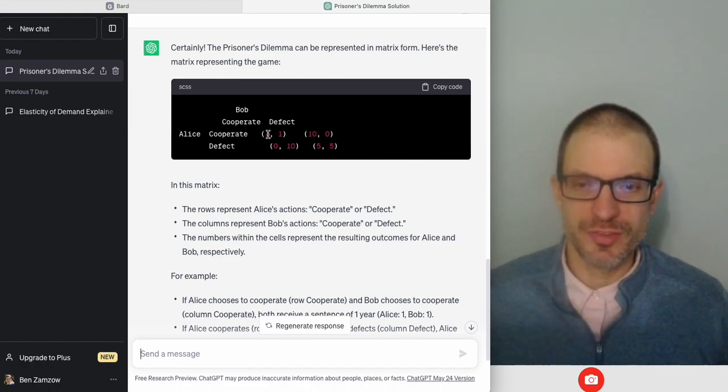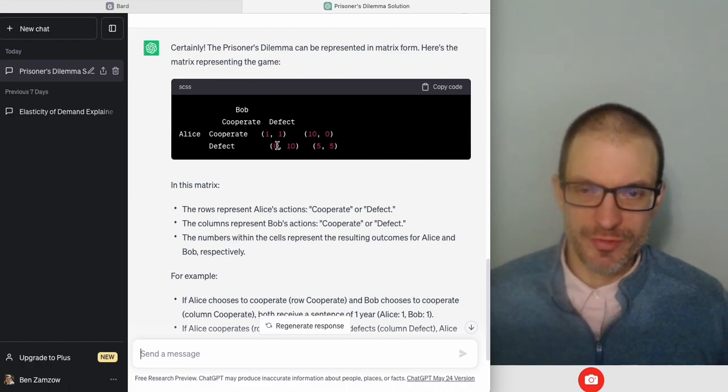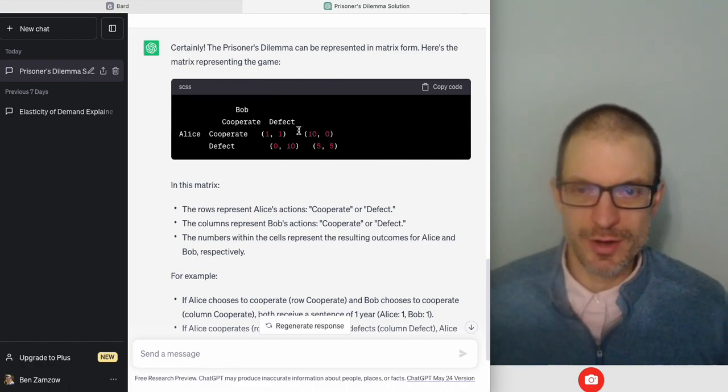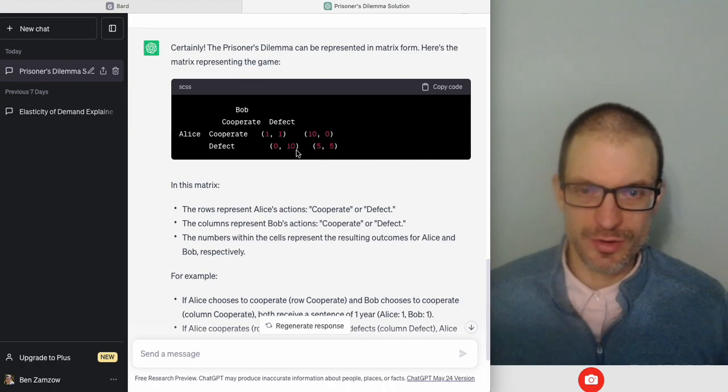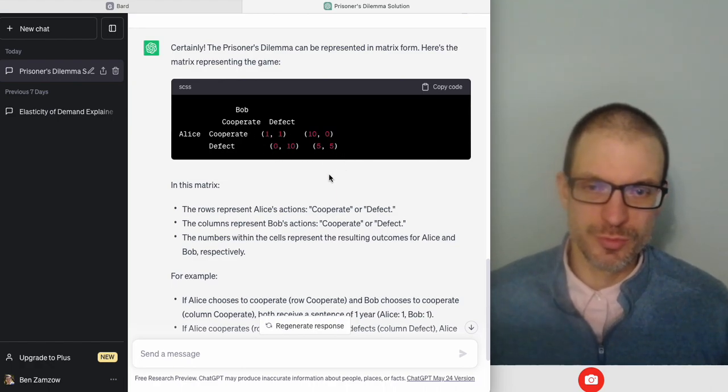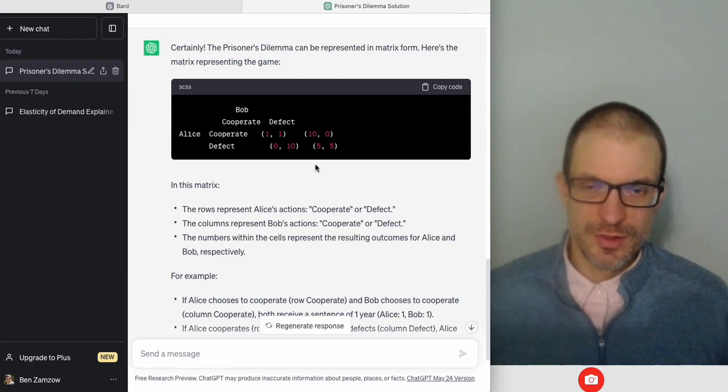So if we're solving this thing, if Bob cooperates, Alice wants to defect because 0 years is better than 1 year. If Bob defects, Alice wants to also defect because 5 years is better than 10 years. And then similarly, yeah, so this is a good matrix. This works. This is a prisoner's dilemma.